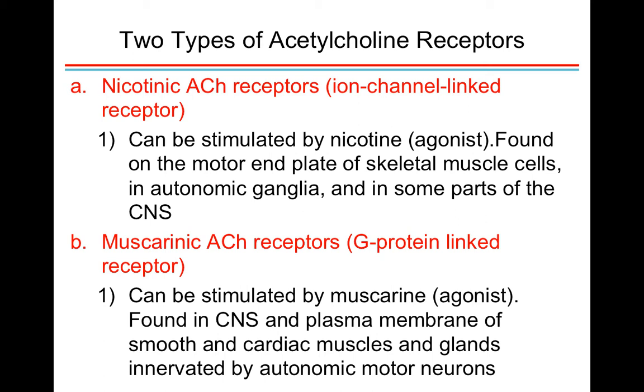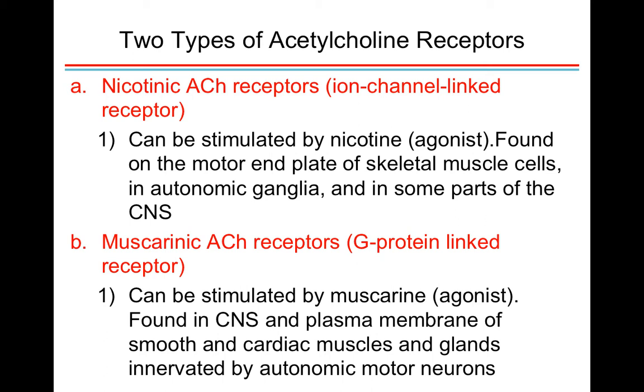So for acetylcholine, we have two of these types of receptors in the body. We have nicotinic acetylcholine receptors. These are the direct type. These are the ion channel linked receptors. These can be stimulated by nicotine. This is where the name came from. That is the agonist, in addition to acetylcholine. And these are found in skeletal muscles and other parts of the autonomic nervous system, which is the one our body automatically does without consciously thinking about it, and is also found in parts of the central nervous system.